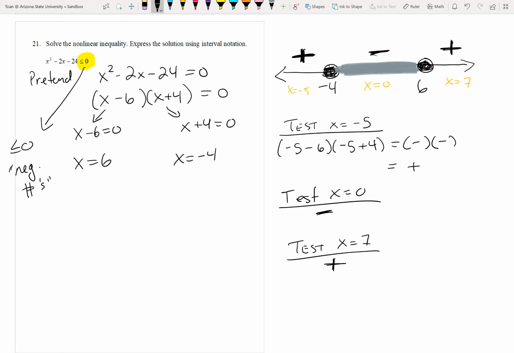All we have to do is write it in interval notation. So we can clearly see that this interval starts at negative 4 and stops at 6. They're both closed, so they're both square brackets. There you go. That's our solution set.